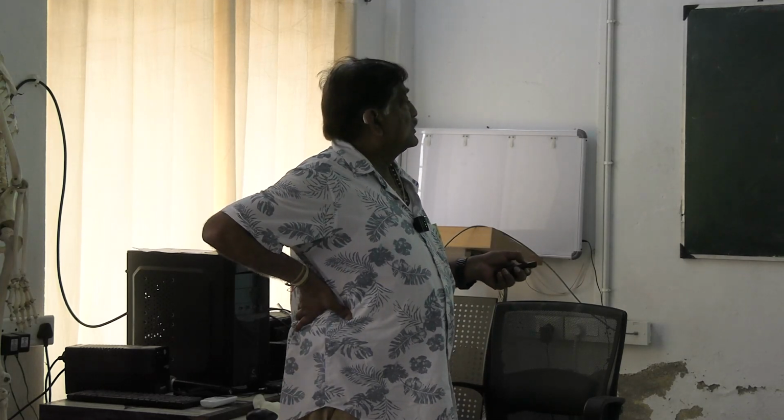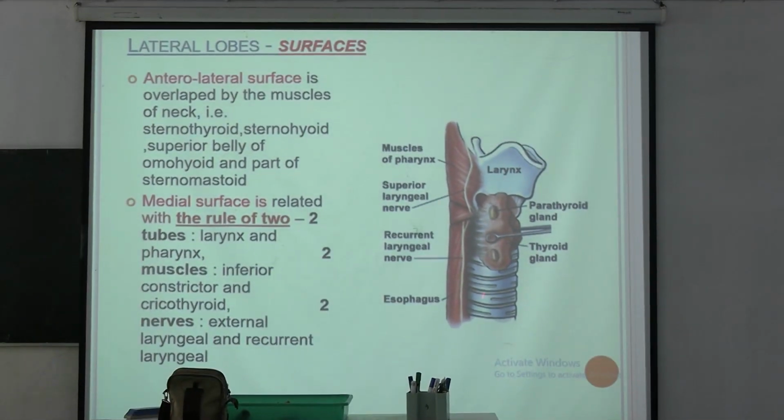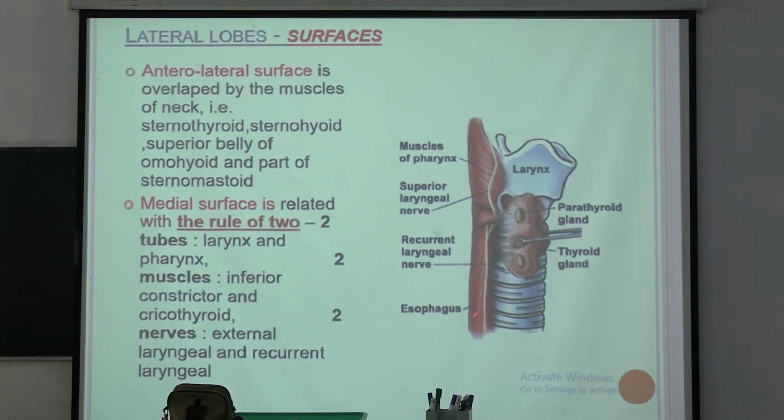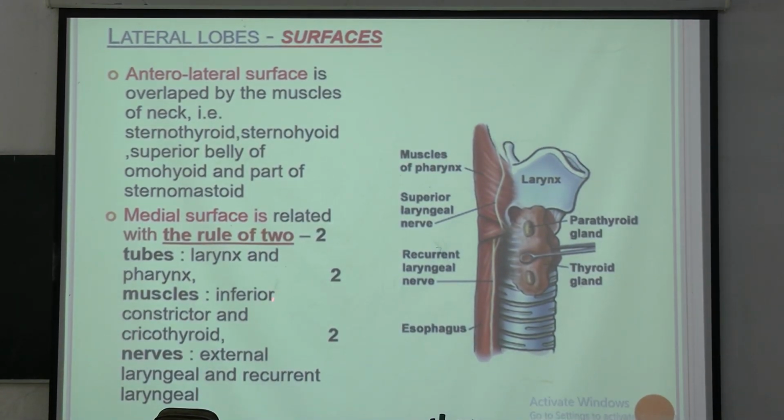Now medial surface is related to the rule of 2. Just to remember, medial surface is related with the rule of two. Tubes: larynx and pharynx. Muscles: inferior constrictor and cricothyroid. Nerves: external laryngeal and recurrent laryngeal nerve. Rule of two. It might be a short note, or it can be an MCQ. Okay.